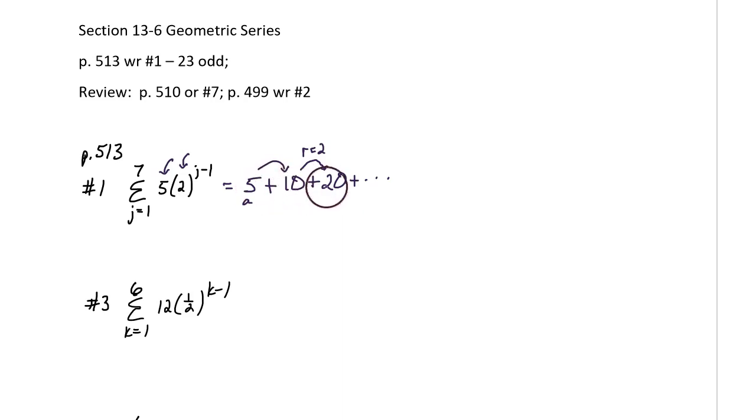We could keep doing the expansion and then add it up, or use a formula. I'm going to use the formula. S sub n equals a minus a times r to the n, divided by 1 minus r. That's on page 512 of our textbook.